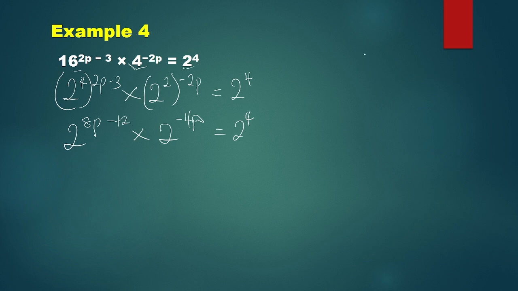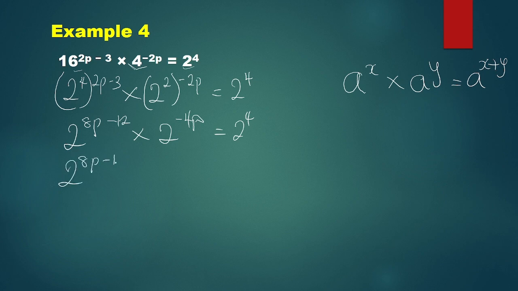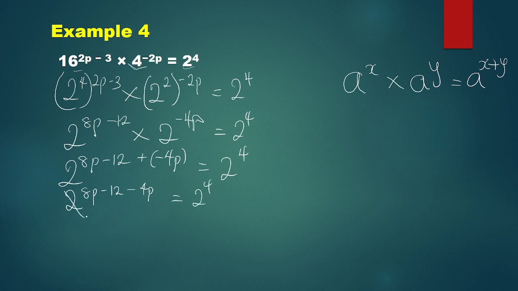The rule of indices that says that a raised to the power of x multiplied by a raised to the power of y will simply be equal to a raised to the power of x plus y. So I'm going to add up my powers here. I'll simply have 2 raised to the power of 8p minus 12 plus minus 4p, which is equal to 2 raised to the power of 4. So I have similar base, or I can still break it down as 2 raised to the power of 8p minus 12 plus times minus is minus 4p, then 2 raised to the power of 4. So I can now cancel my base.